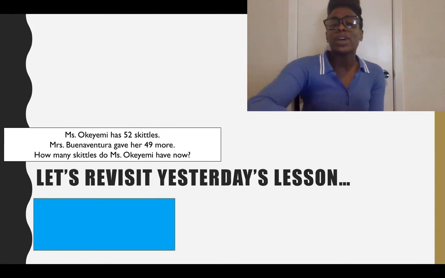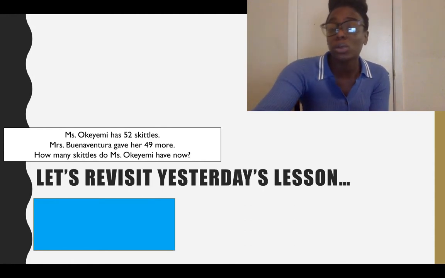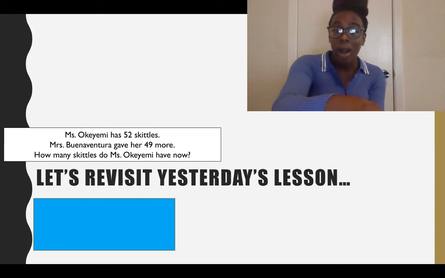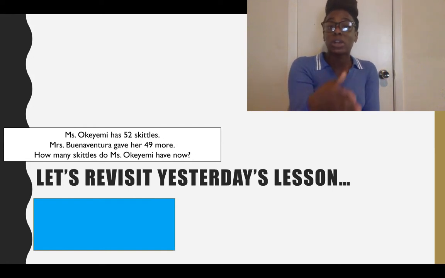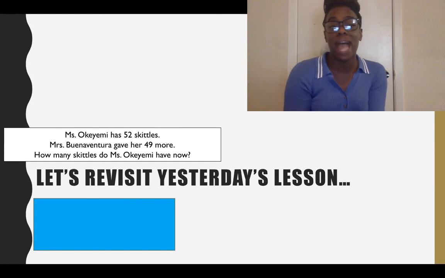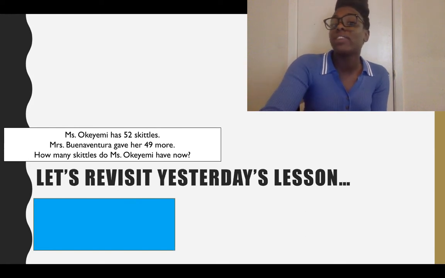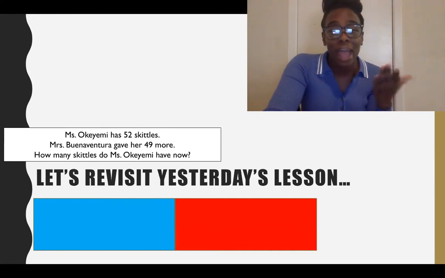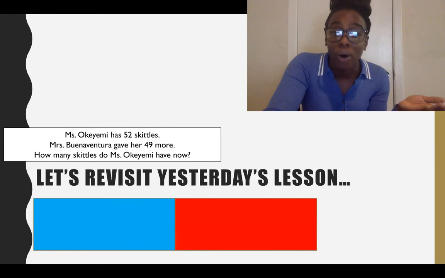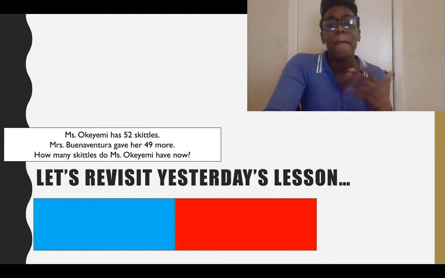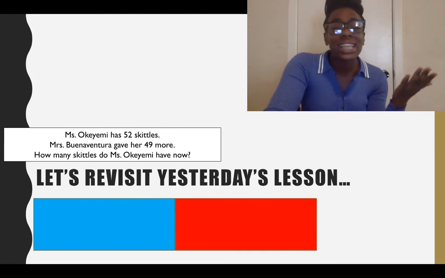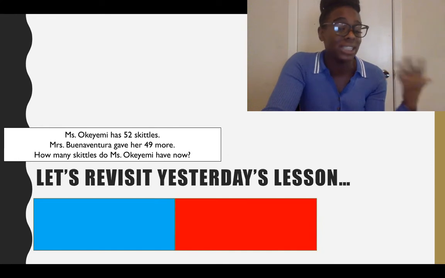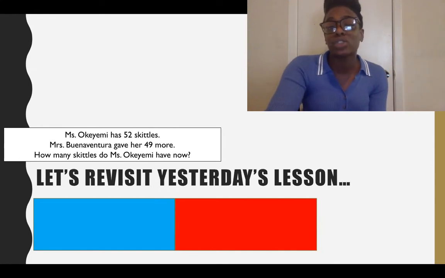So Miss Okayemi had 52 Skittles, and we can use this blue model bar to represent the 52 Skittles as a part that Miss Okayemi had. And it says that Miss Benaventura gave her 49 more Skittles. So the math vocabulary word that stands out for me is more. Since it's telling me that Ms. Benaventura gave me more, it's letting me know that I have to do what type of operation? Add. So my number sentence for this problem is 52 plus 49.